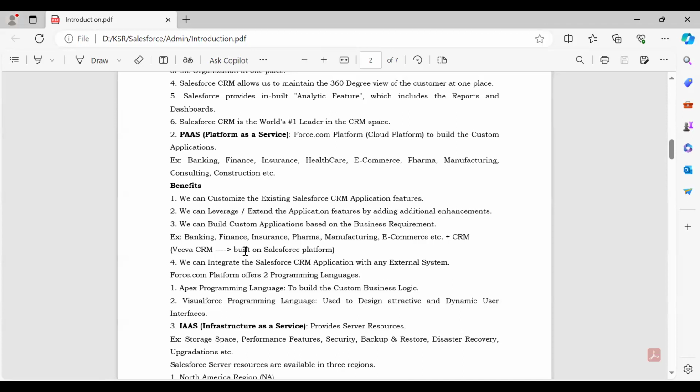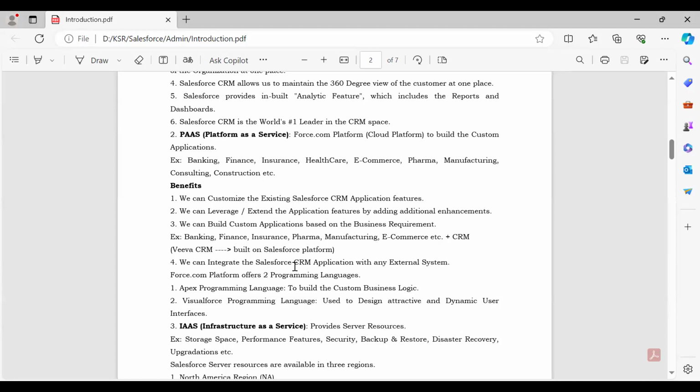What is this Veeva CRM? Veeva CRM is a CRM application which is built on this Salesforce platform. It is particular to life sciences industry. For life sciences industry, they have built an application which we call Veeva CRM.